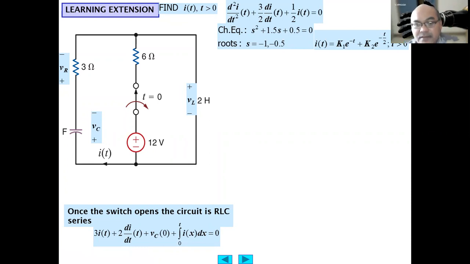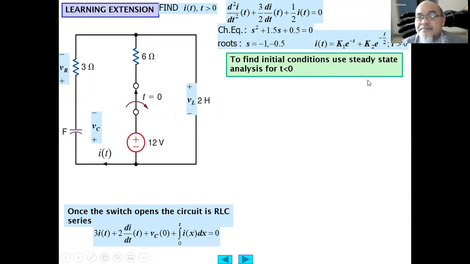Case one is the overdamped circuit. So this is the equation.